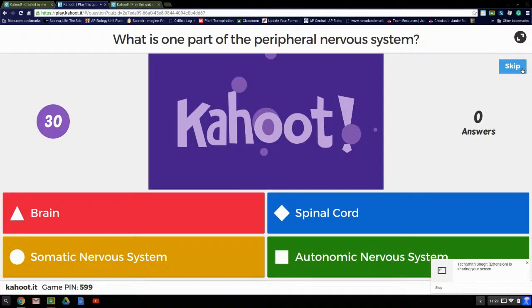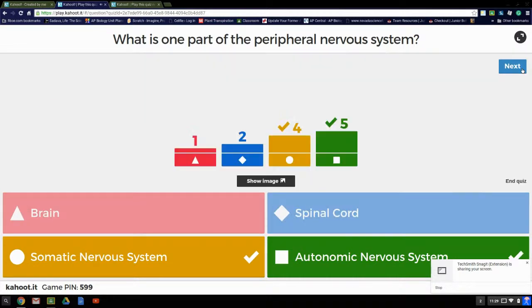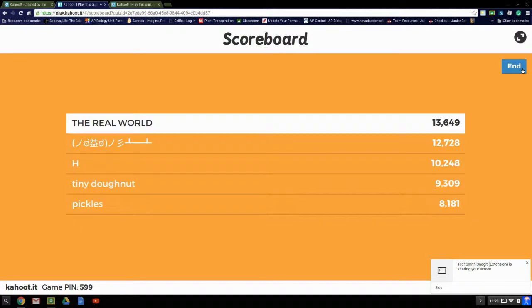Last one. Both of them, autonomic and somatic nervous systems, are all part of the peripheral.